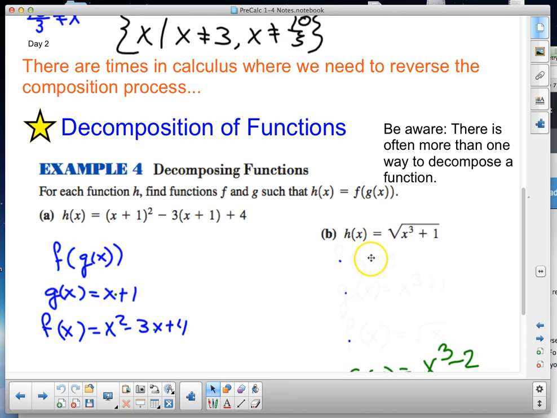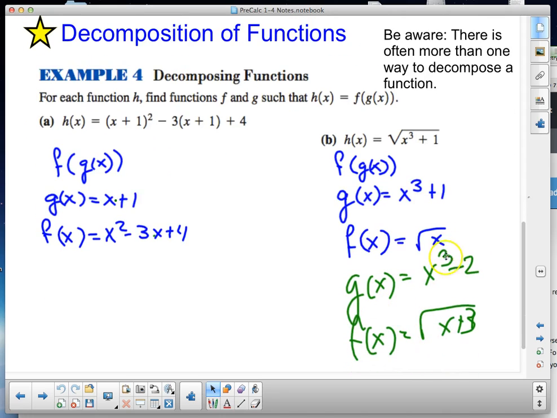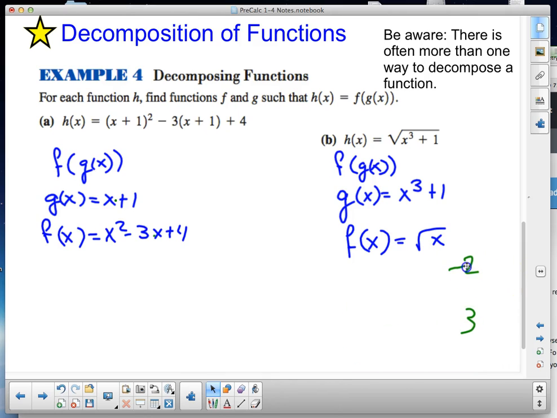Okay, so now we have this function. We're going to take g of x. Well, if g of x was x cubed plus 1, it'd be pretty darn easy. So g of x is x cubed plus 1, and f of x is the square root of x. I've had people do some funky stuff with different things. Hey, g of x could have been x cubed minus 2, and f of x could have been the square root of x plus 3. But remember, if I'm asking you to do a decomposition, make it as easy as possible.